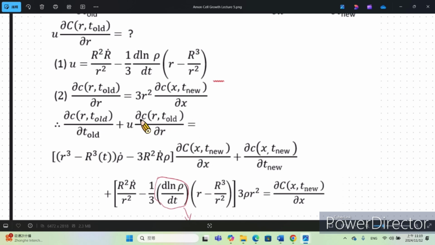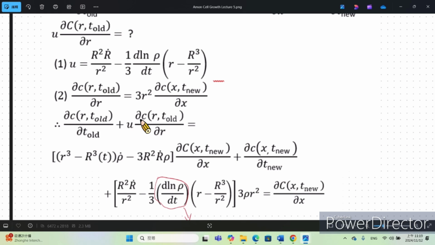How about the second part? I don't use the velocity, so it should be multiplied: velocity multiplied by partial r partial. And what is partial r partial? Partial r partial is 3 rho r squared. So it should be this one. Right? I'm transferring partial r partial with partial x partial. So this is the one.